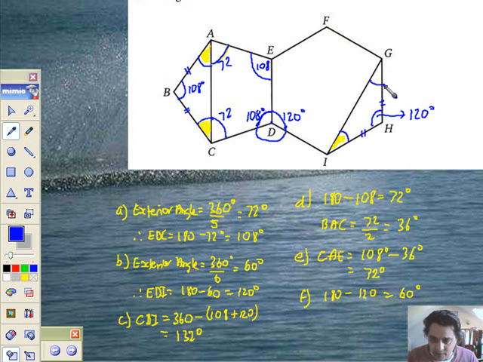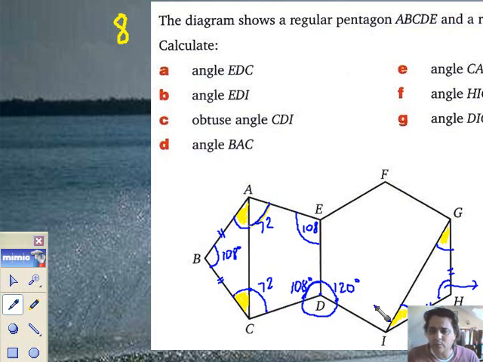And let's shade him in correctly. And him. So that's going to be 60 divided by 2 equals 30. So that was angle HIG. Right, HIG. So that's 30 and that's 30. That's beautiful. Next one, angle DIG.